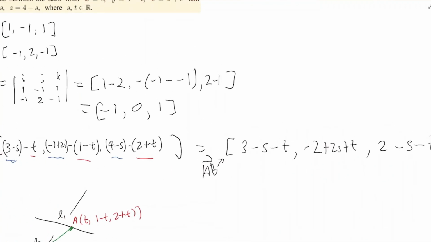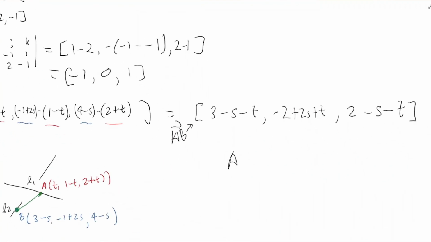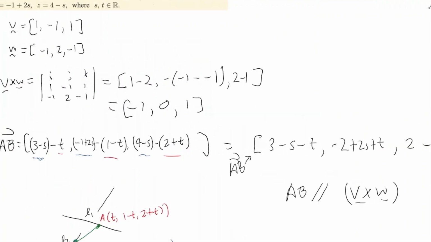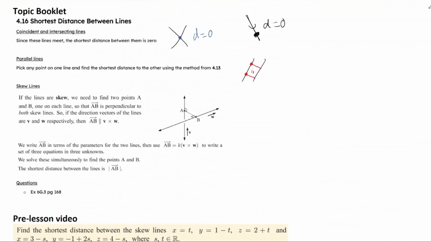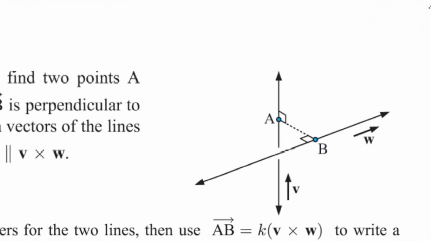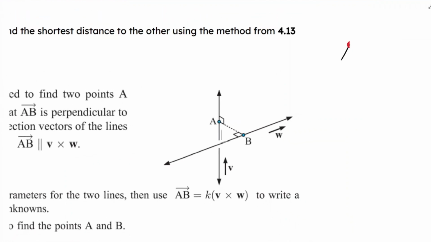Now, AB is supposed to be parallel to this v cross w vector that we found before. Because if you imagine it as a picture, v cross w would be pointing in this direction that's perpendicular to both, and you would want to be perpendicular to both those lines if you're going to be finding that shortest distance. That's sort of how we define this, really.